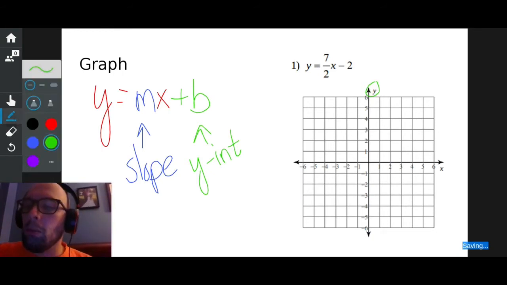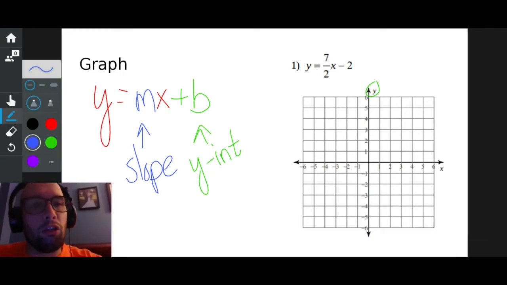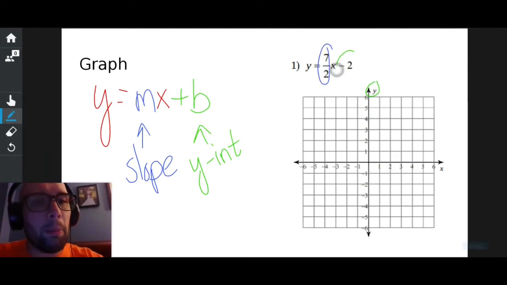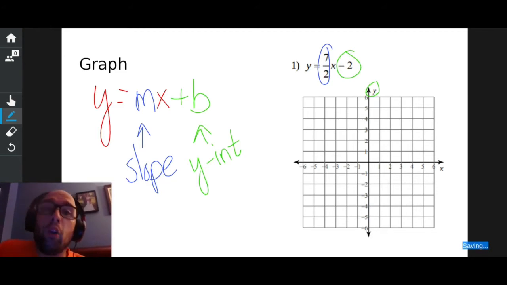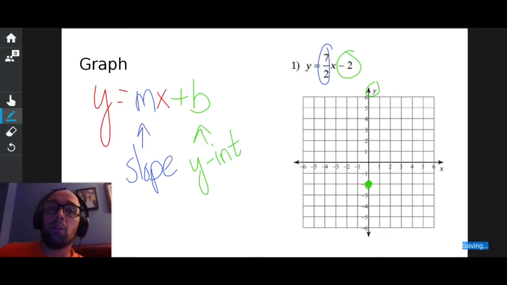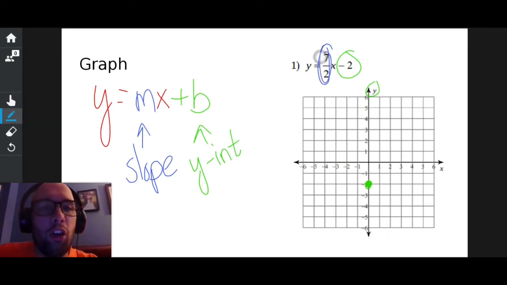Okay, so I should be able to look at this guy right here and say the slope is positive 7 over 2, and the y-intercept is negative 2. How do I graph this? Well, if the y-intercept is negative 2, I'm going to put a dot on the y-axis at negative 2, right there. Not the left number, not the left negative 2. The y-intercept means negative 2 on the y-axis. Now I go from there using my slope. My slope is positive 7 over 2.